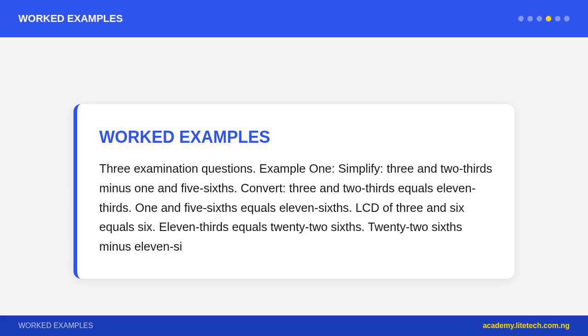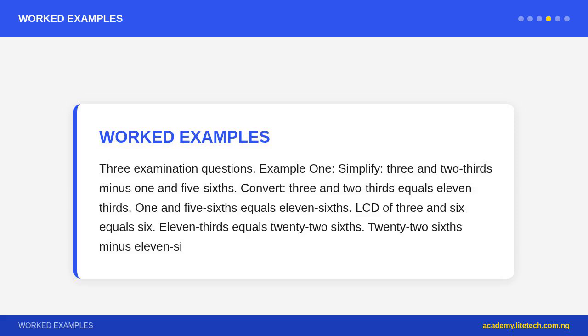3 examination questions. Example 1, simplify, 3 2/3 minus 1 5/6. Convert, 3 2/3 equals 11/3. 1 5/6 equals 11/6. LCD of 3 and 6 equals 6. 11/3 equals 22/6. 22/6 minus 11/6 equals 11/6 equals 1 5/6.